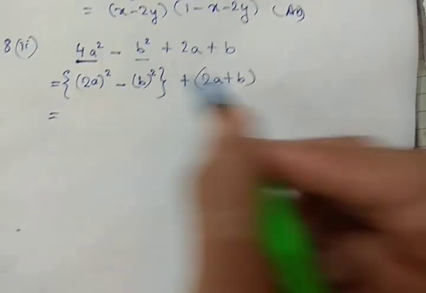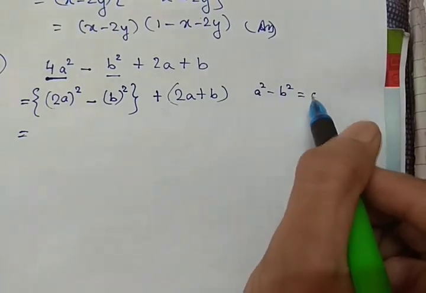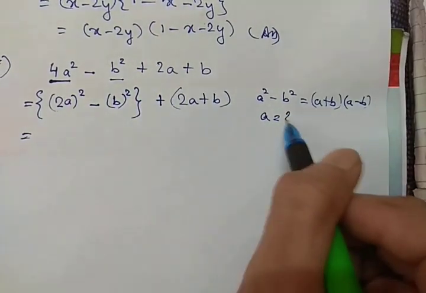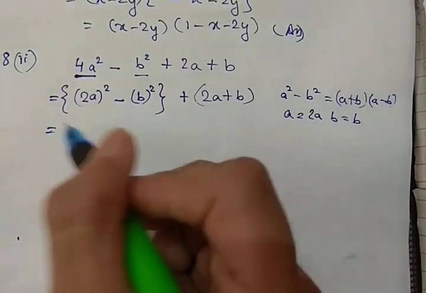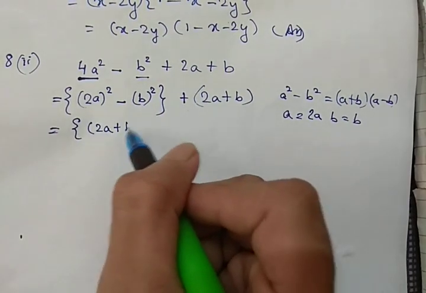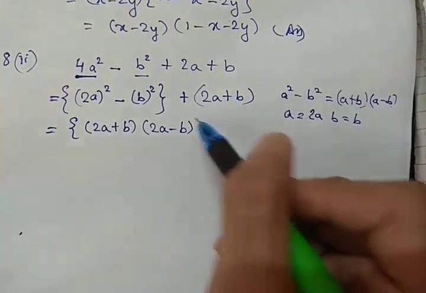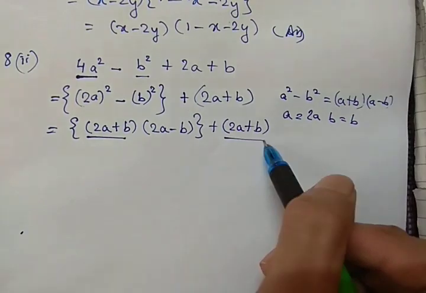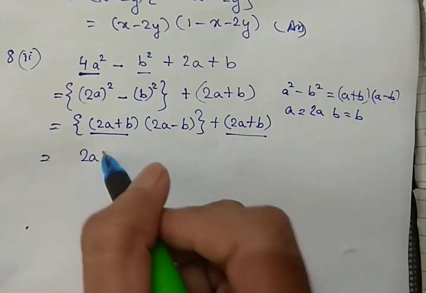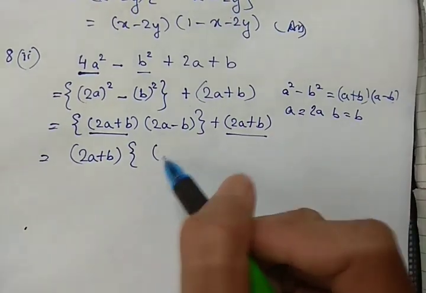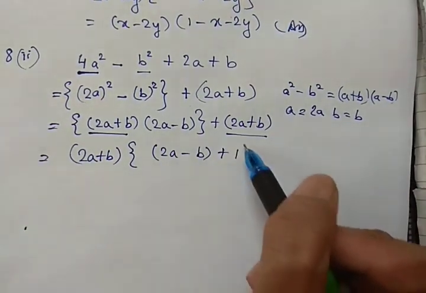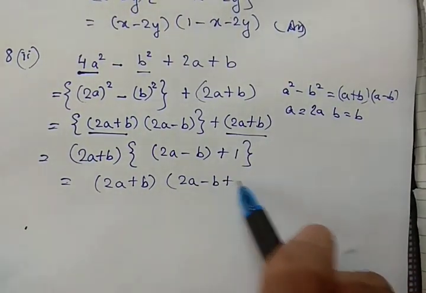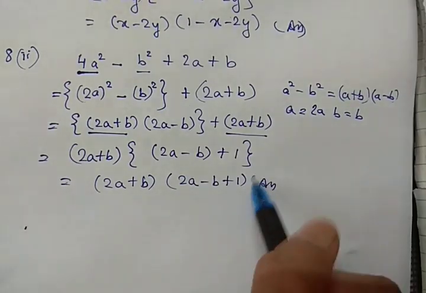Okay, so applying a square minus b square, this becomes a plus b into a minus b. In this case a equals 2a and b equals b. So a plus b means 2a plus b into 2a minus b, plus 2a plus b. In this term 2a plus b is common with this term, so we are taking 2a plus b as common. Therefore 2a plus b is taken as common, 2a minus b plus 1. So let us remove the brackets: 2a plus b into 2a minus b plus 1. Is it clear? This is the answer.